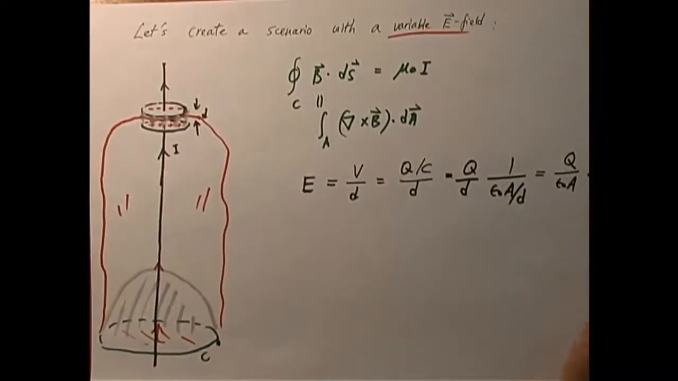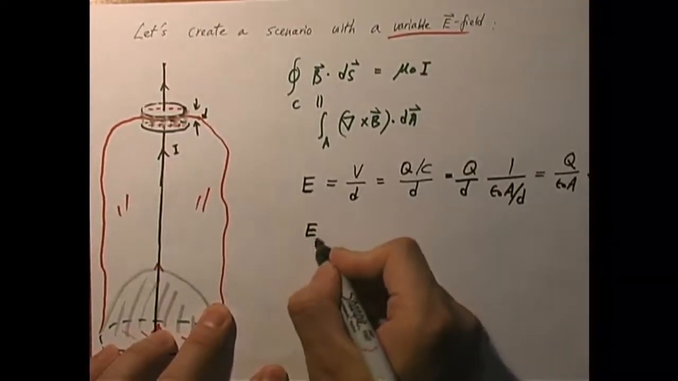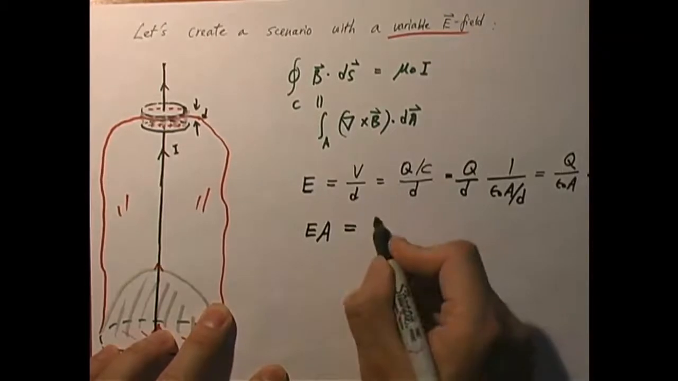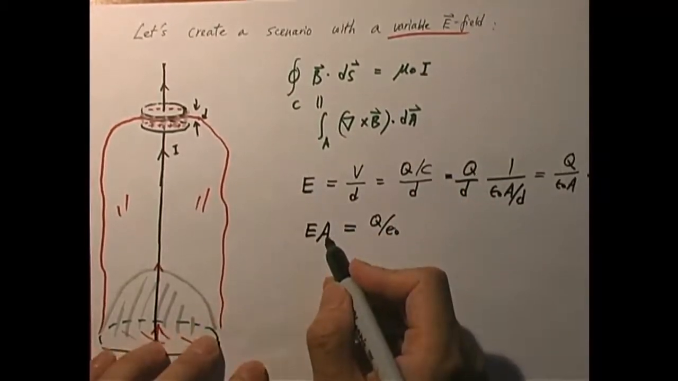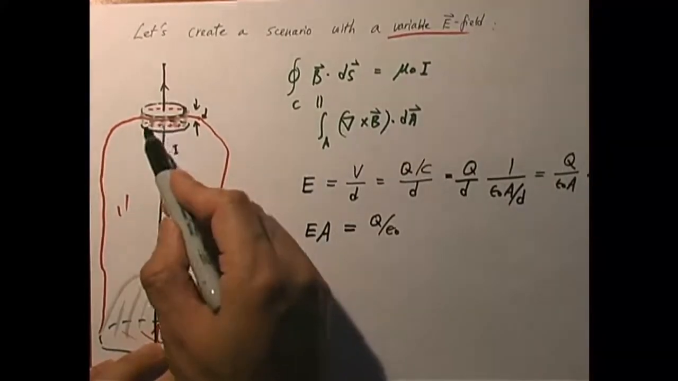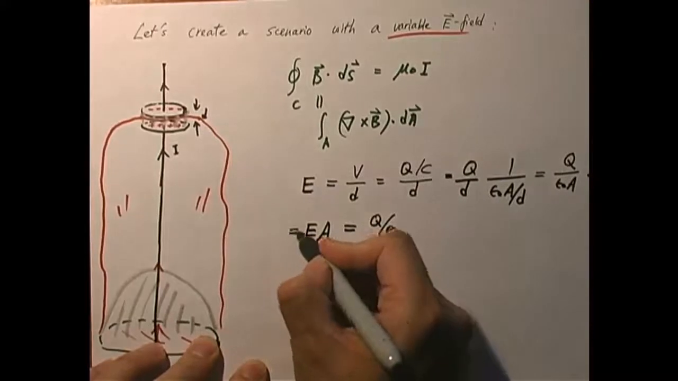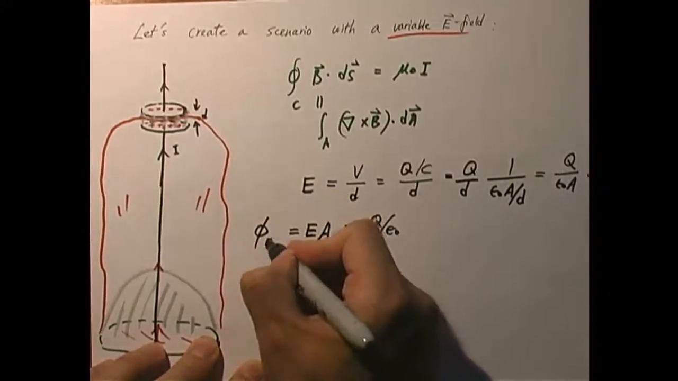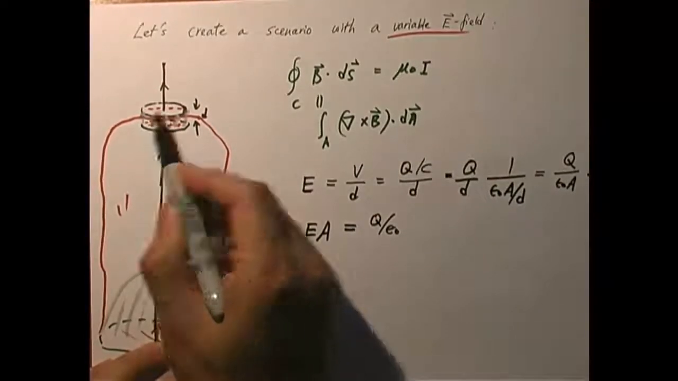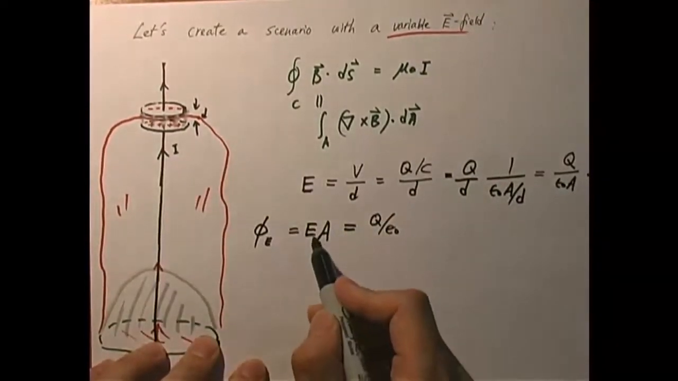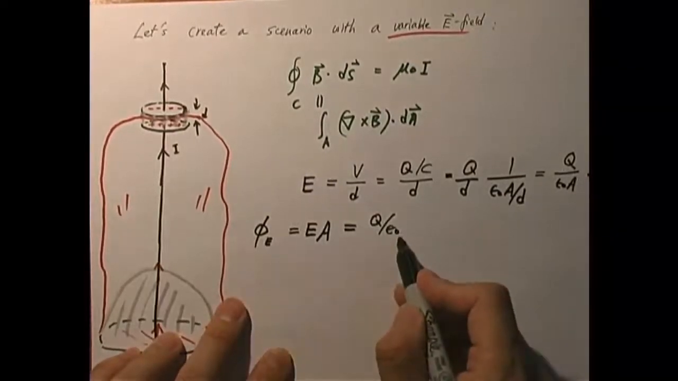And therefore, you move that A over, you get E times A, which is equal to Q over epsilon. But what is E times A anyway? The electric field over the region times the cross-section area of the region. Isn't that the electric flux going through the region? In between the two plates, the electric flux is uniform. So this tells us electric flux equals Q over epsilon naught.